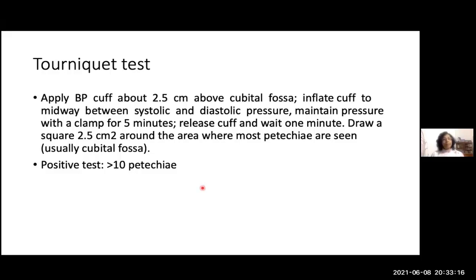You apply a blood pressure cuff just above the antecubital fossa and inflate midway between systolic and diastolic pressure and maintain that for about 5 minutes and then release the cuff. Wait for 1 minute and in the area where most petechiae are seen, you draw a square of 2.5 centimeters by 2.5, and a positive test is taken when more than 10 petechiae are seen.